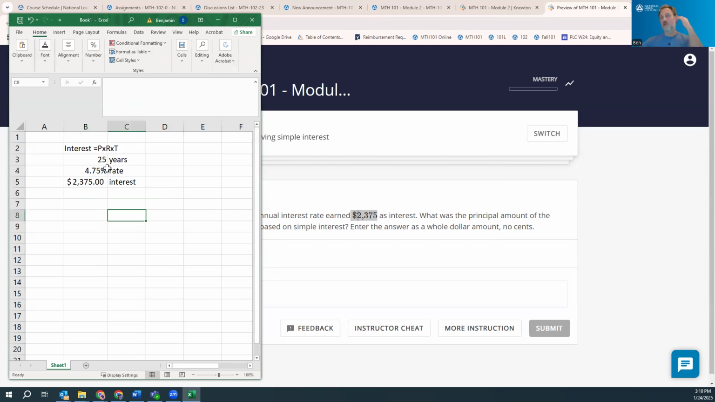All right. Normally if I have the principal and the rate and the time, I just multiply them together to make the interest. But here I have the interest and the rate and the time, but I don't have the principal. So one way of thinking about this is: what times 4.75% times 25 is equal to 2,375? This is a place where Excel can help me a lot, because I can say, well, I know I need to take this number and multiply it by 4.75% and multiply it by 25.